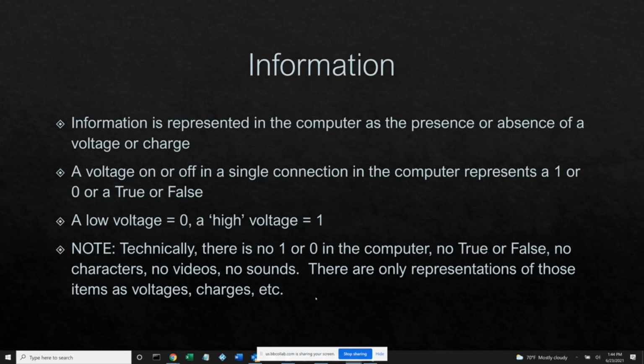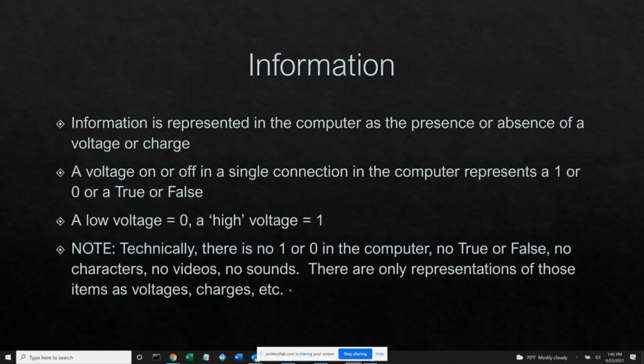Now, it's important to note, while we know inside our computer we're able to play videos, we're able to play sounds, we're able to access the internet, at no time are there actual videos stored. There are no actual characters stored inside the computer, technically. There are only representations of those items, and those are represented as voltages or charge.